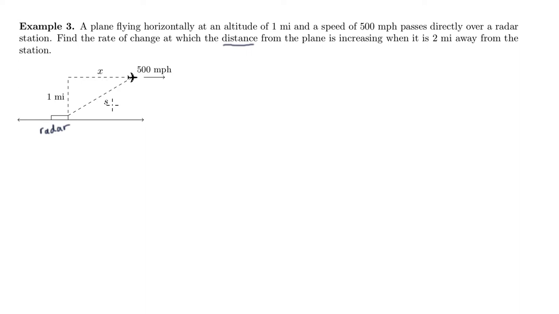So what do we know? Well, let's look for our keywords. Planes flying horizontally, flying horizontally, here we go, at a speed of 500 miles per hour. So the horizontal speed, or the horizontal rate of change of the plane, is 500 miles per hour. So in other words, dx/dt is 500 miles per hour.